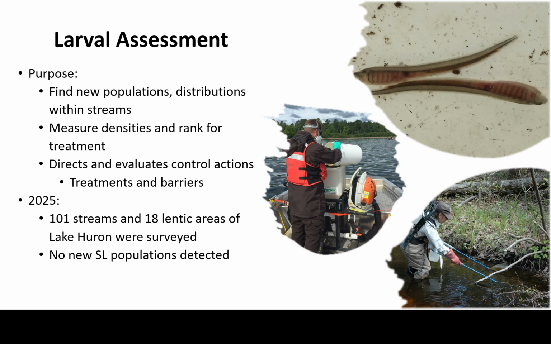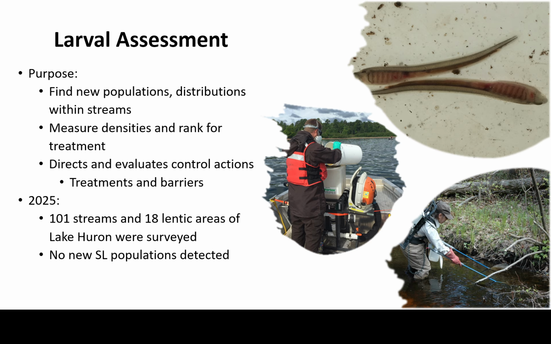Moving on to the larval assessment program area, the purpose of larval phase surveys is to direct and evaluate control actions. Those control actions are treatments and barriers. Some of the types of surveys that are done include backpack electrofishing surveys, granular Bayluscide surveys, as well as deep water electrofishing surveys. These types of surveys look for presence or absence of sea lamprey larvae, also the distance of infestation within a stream. Other types of surveys include measuring larval densities and then ranking streams for treatment based on the data.